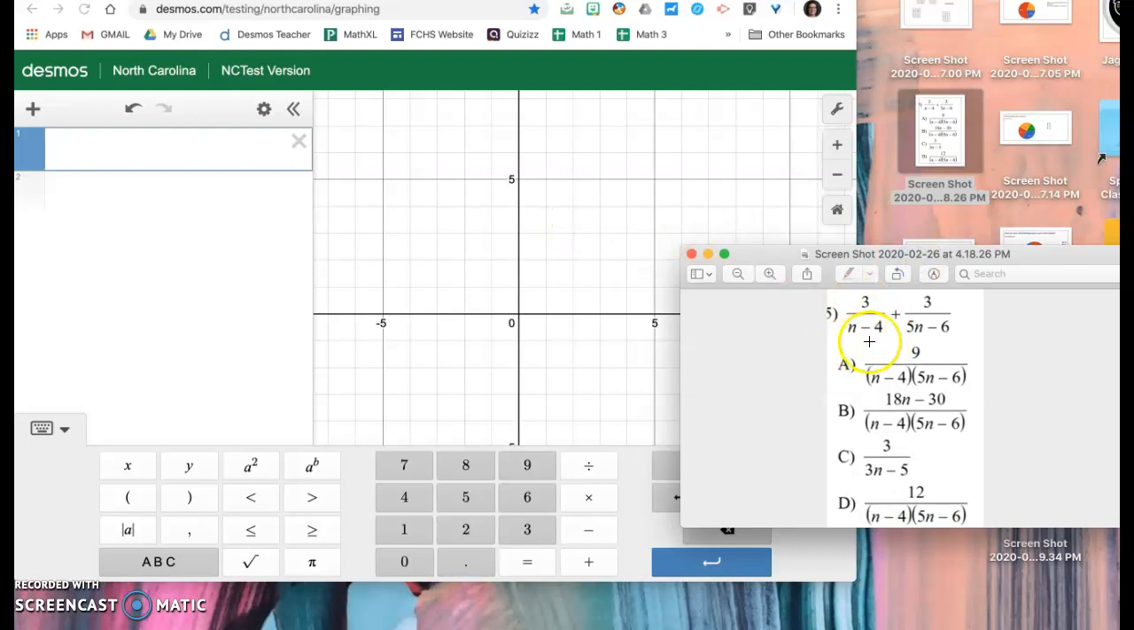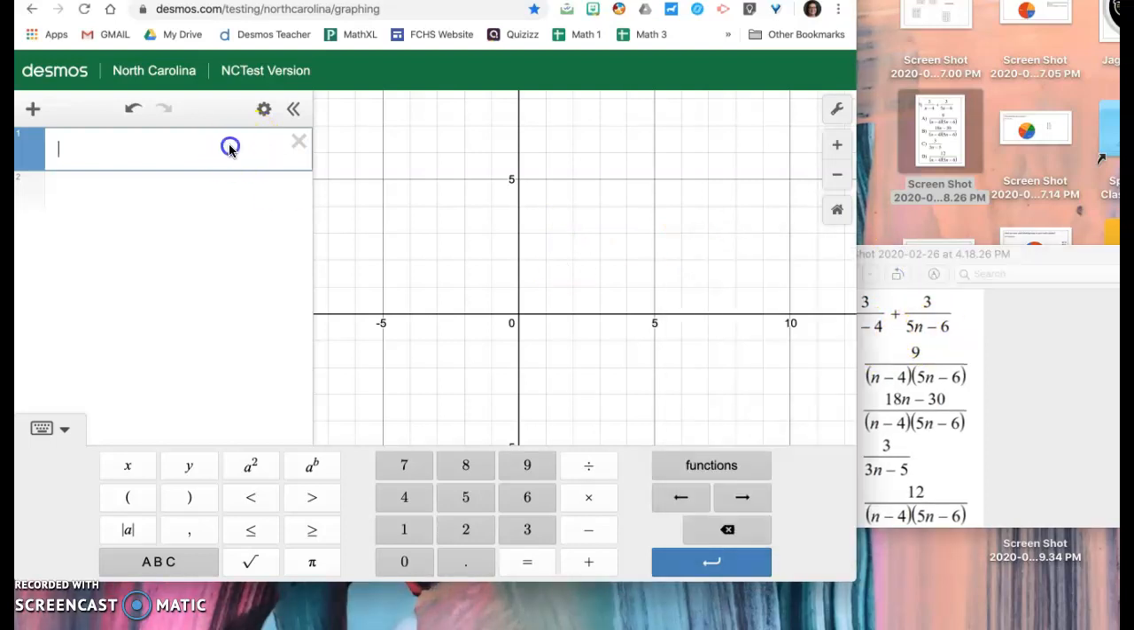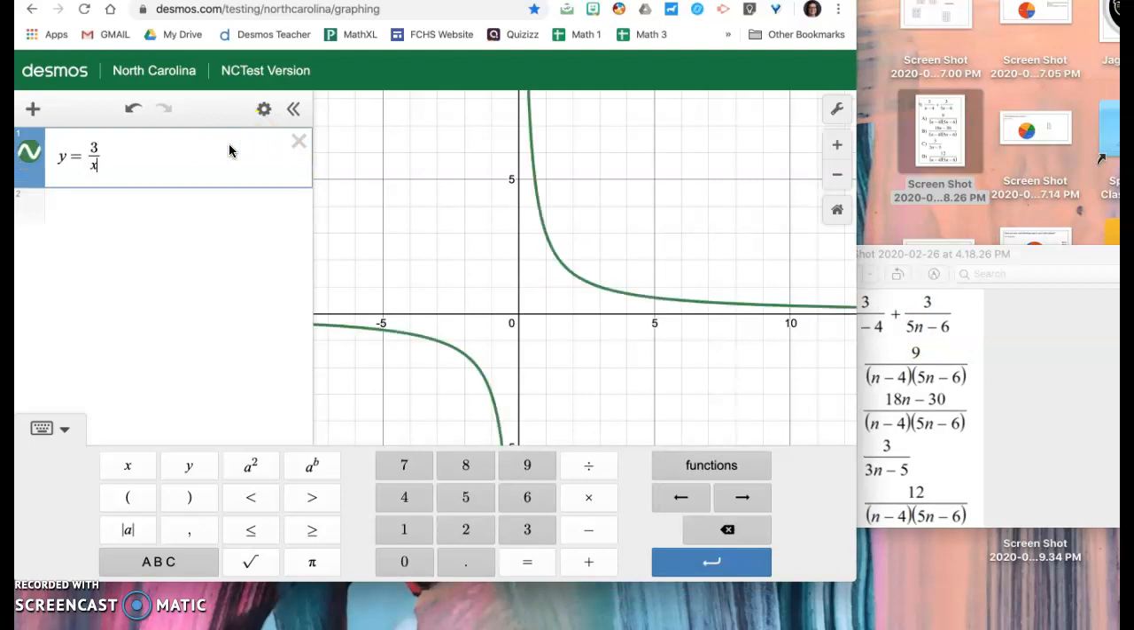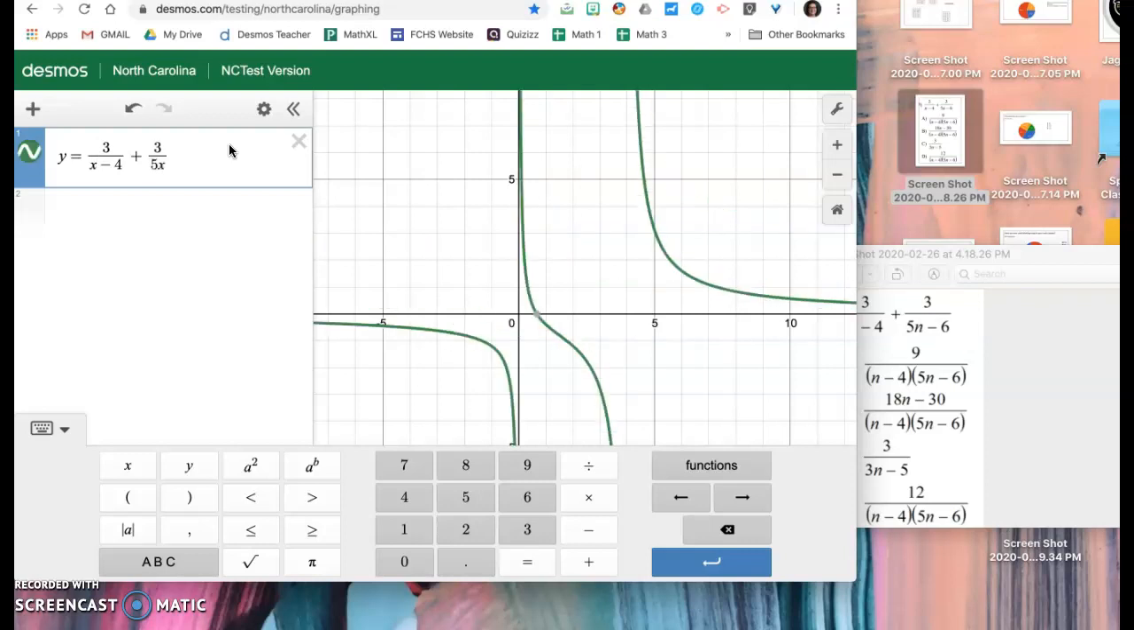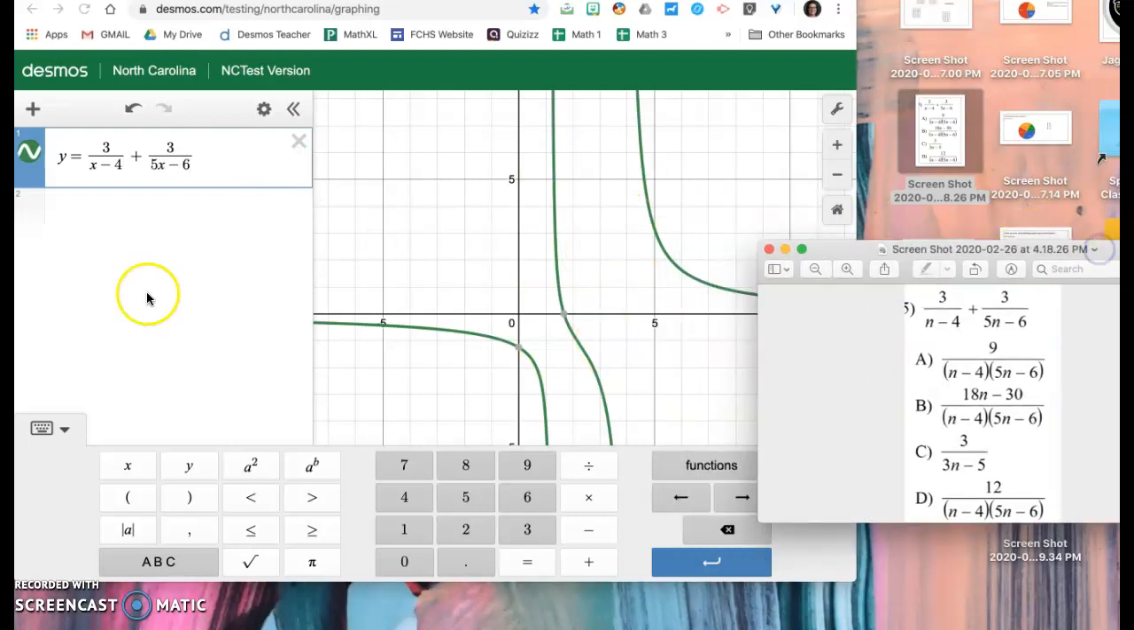So we have 3 over n minus 4 plus 3 over 5n minus 6. So again, we're going to make it y equals, but we're going to change it so that it is x, so 3 over x minus 4 plus, you type it just like you see it without the x's, so 3 over 5x minus 6. So we're looking for a graph that matches this particular one.